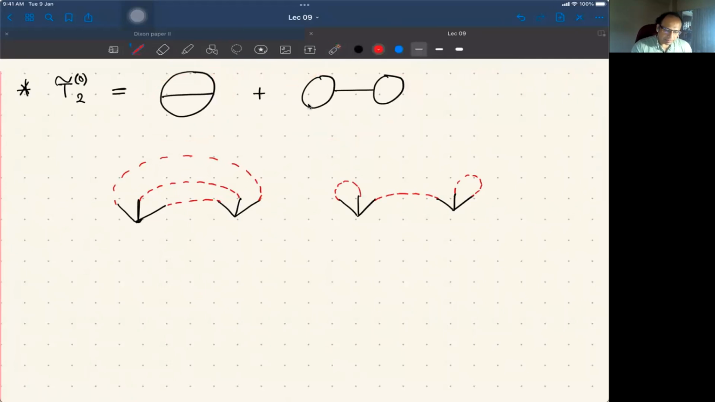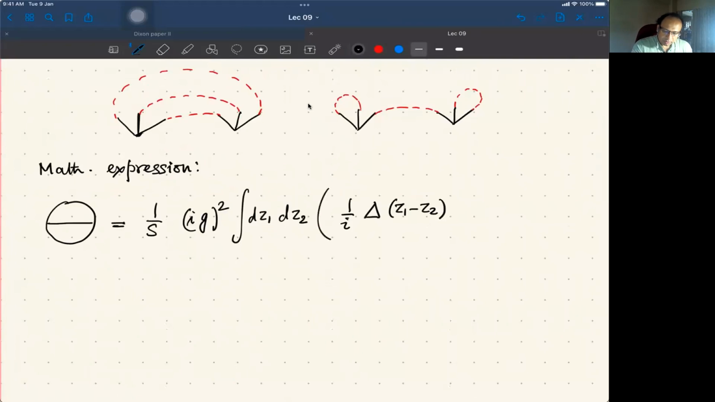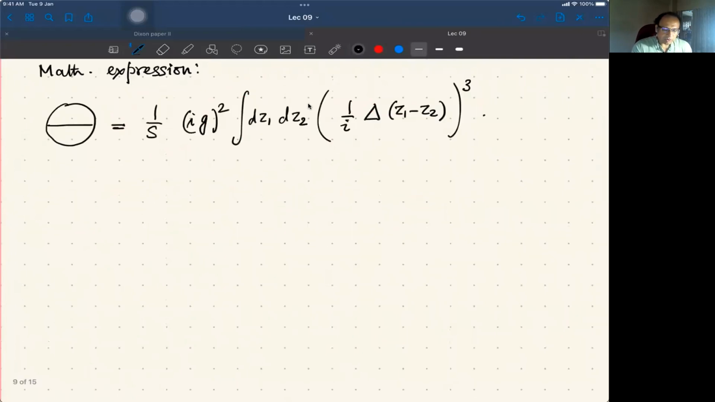And a mathematical expression can be written down readily for the first diagram. For example, following the Feynman rules, 1 over s, which is a symmetry factor, then there are 2 vertices, so (ig) squared, and then there are 2 integrals, dz1 and dz2, the locations of the 2 vertices, and then there are 3 propagators from z1 to z2. So 1 over (i delta(z1 minus z2)) whole cube. That's it. Now, how do I calculate? Let us calculate the symmetry factor.